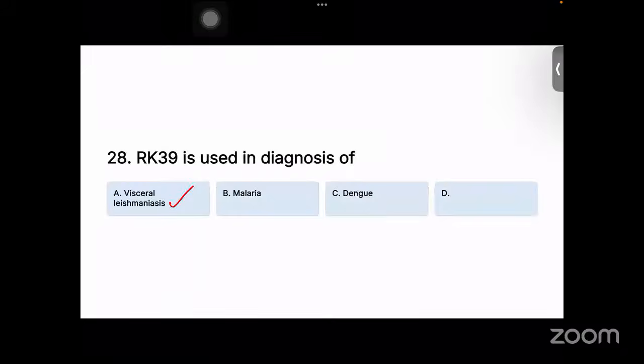Okay. Next we go for RK39, pretty straightforward for Kala Azar. RK39 is a diagnostic test for Kala Azar. The other name of Kala Azar is visceral leishmaniasis.